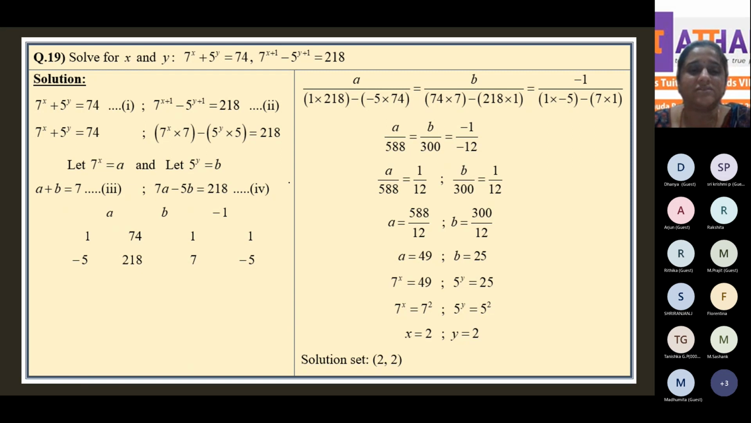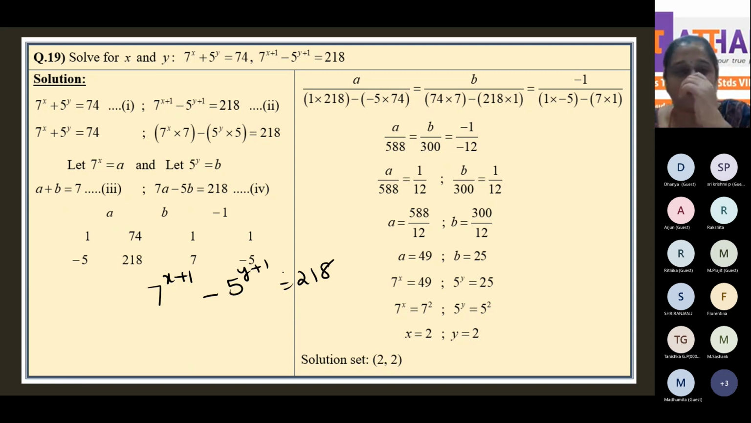Now the next one is 7 to the power x plus 1 minus 5 to the power y plus 1 is equal to 218. Now, in exponents, when bases are same and it's multiplication, we add the powers. So now just think of the earlier step. Supposing this is the answer, then what should have been the earlier step?